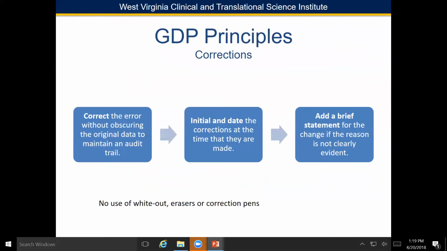For corrections, the general principle is to correct the error without obscuring the original data so that you can maintain an audit trail. And then initial and date the corrections at the time they are made, and add a brief statement for the change if the reason is not clearly evident. And then, of course, a reminder: no use of whiteout, no erasers, or correction pens.